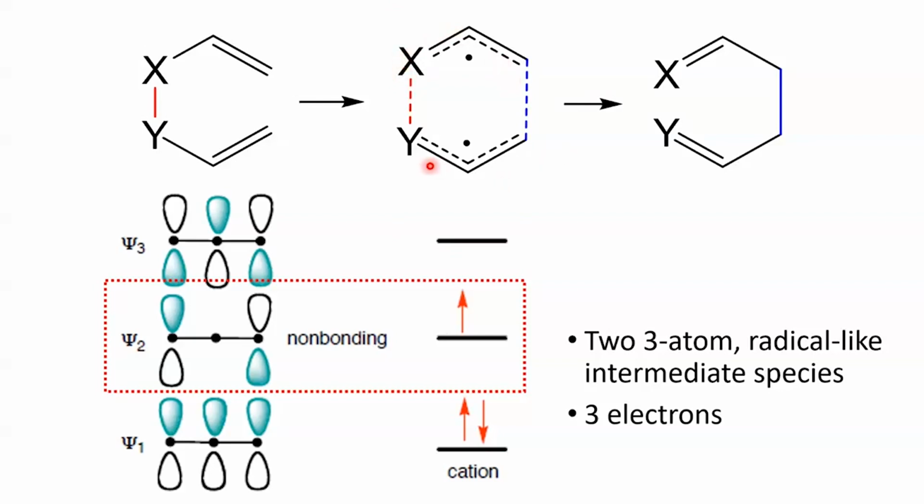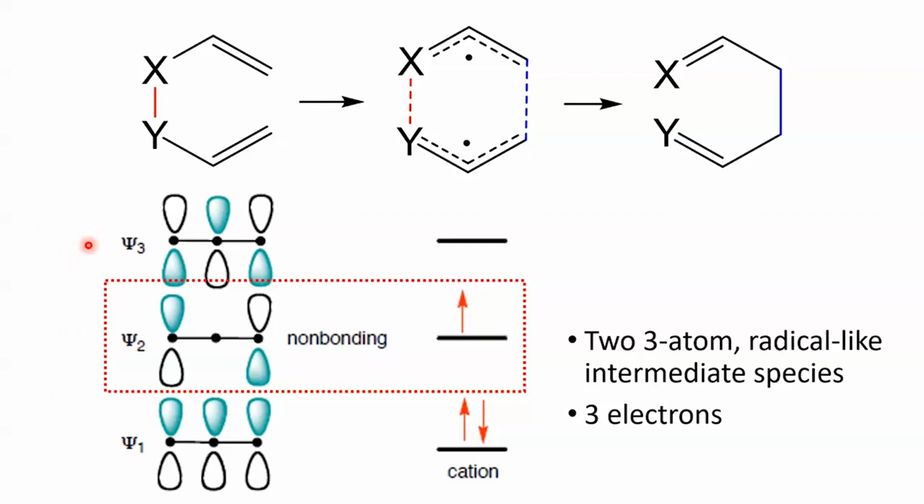Now considering our transition state, we have two 3-atom halves, so 1, 2, 3, 1, 2, 3. And because we're considering them to be radical species, there's going to be 3 electrons in each of their pi systems. So for a 3-atom species, we can start with bonding orbitals, then we have a non-bonding orbital, and then finally we have an anti-bonding orbital.